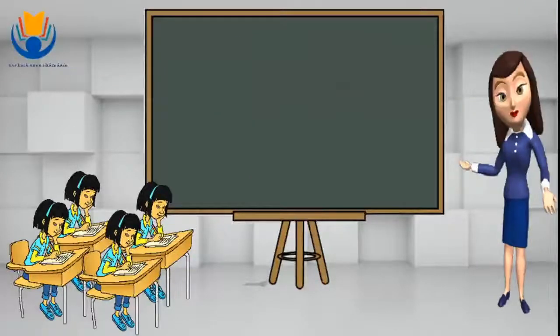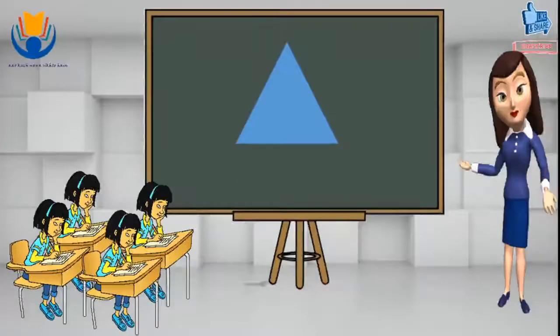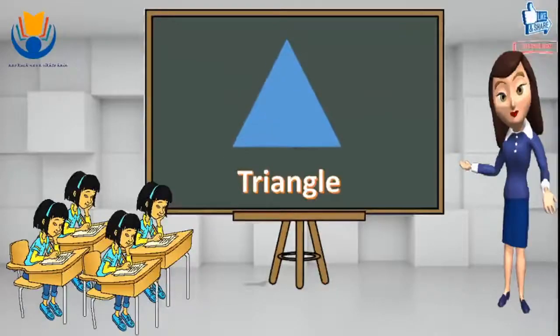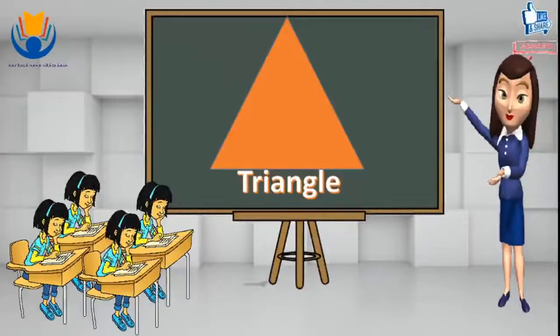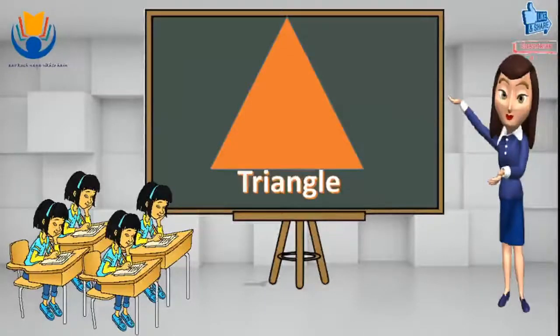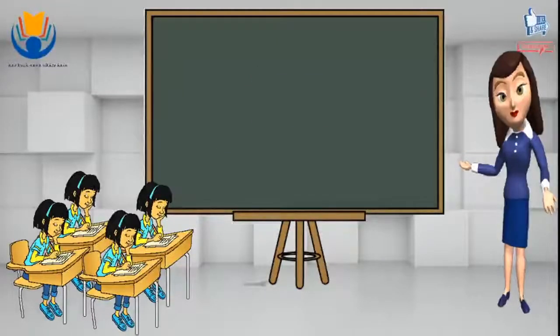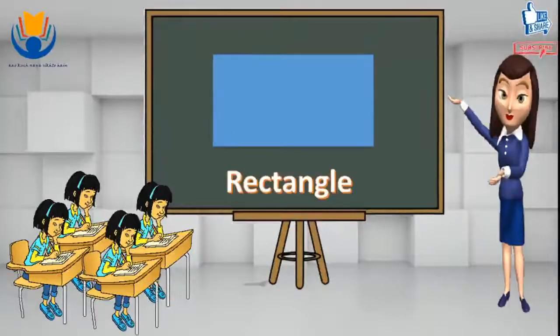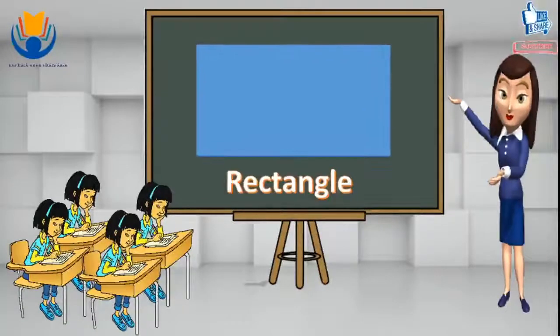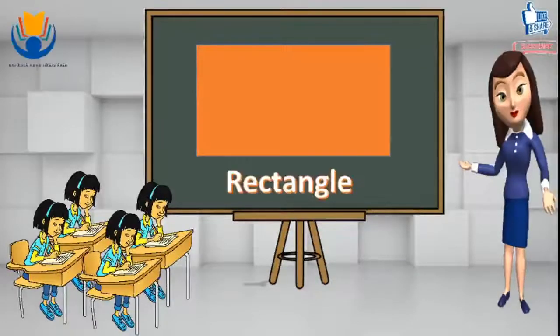I am a triangle, I'm a pointed little shape. I have three sides, I'm a triangle. I'm a rectangle, I'm a really long square. I have four sides, I'm a rectangle.